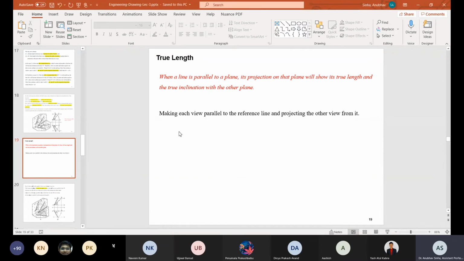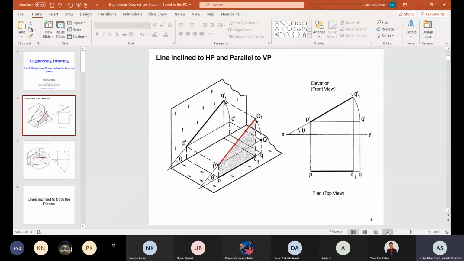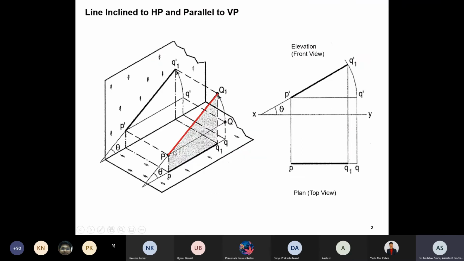So what I need to do to make the true length. So let me take an example. If I talk about this line, let us say that this line is inclined to horizontal, but it is parallel to the vertical plane. So can I say this line, this is the actual line I am talking about. Can I say that this length P dash Q1 dash will be the same length as the actual line? Is this the true length? Can I say that? Yes or no? Yes, sir.